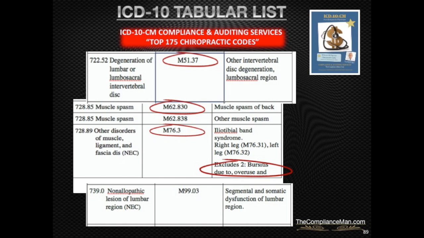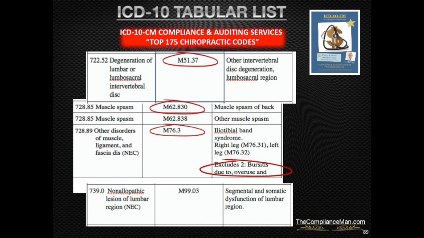So if you look at what we have based on Mrs. Jones, you'll see degeneration of lumbar or lumbosacral intervertebral disc. The code would be M51.37 in the ICD-10 coding, meaning other intervertebral disc degeneration, lumbosacral region. The next would be muscle spasm, M62.830, muscle spasm of the back.